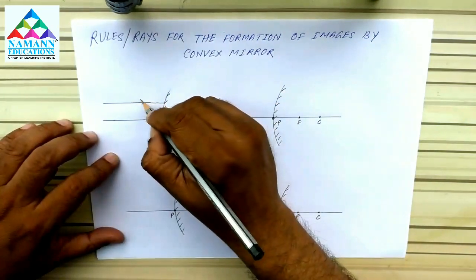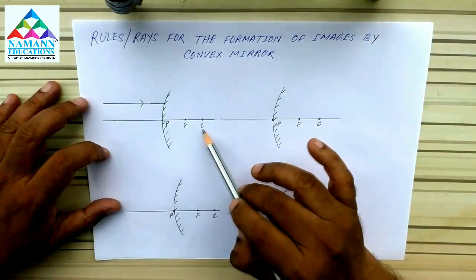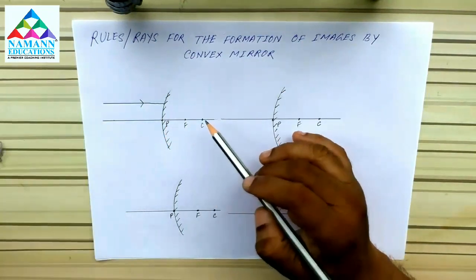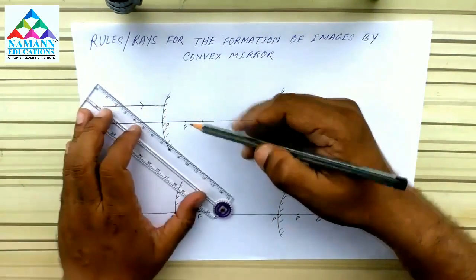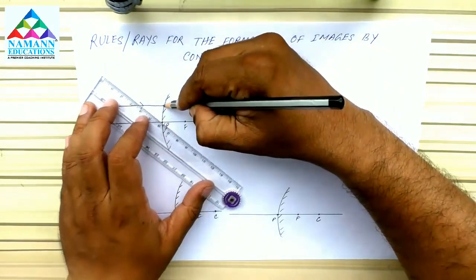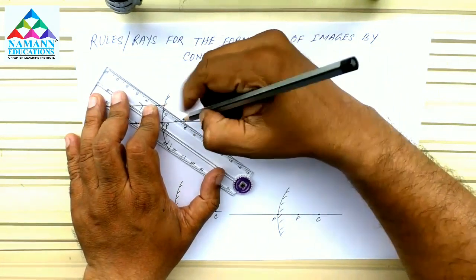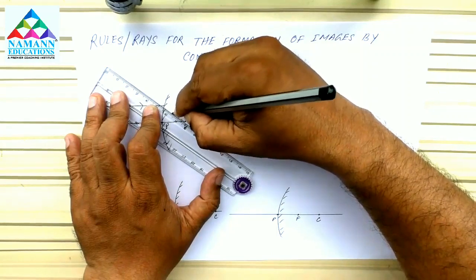We know that focus and center of curvature in case of convex mirror are behind the mirror. So if a ray of light is incident parallel to the principal axis, after reflection, this light ray appears to diverge from focus. You should draw like this. First you draw the dotted line from focus. This light ray appears to diverge from focus.